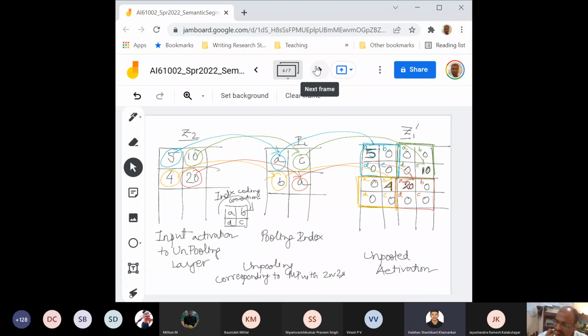Yes, sir. First, we will initialize Z1 to a zero matrix, let's say of n cross n. All the values are 0. Then we take a value of Z2 and the position we have got from the pooling index matrix. Why don't you write the pseudocode? Okay, sir. Let's see. These are all interesting options which we have. Let's look into that pseudocode and then we will derive the complexity.